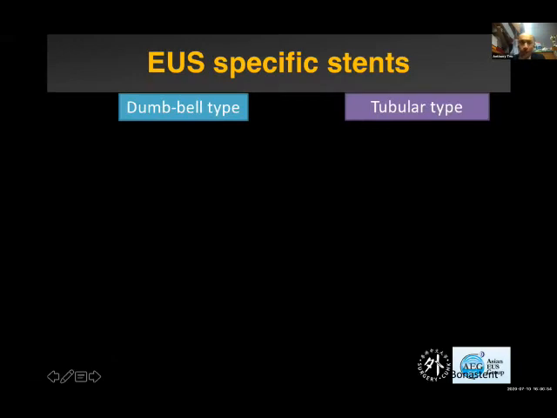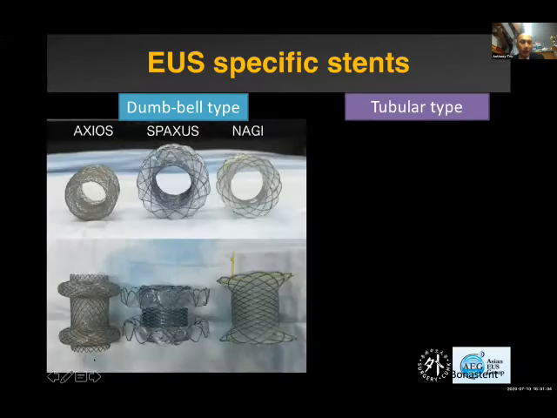Pivotal to the development of all these EUS drainage procedures is the development of EUS-specific stents. Some of you may have heard of a very famous stent called the Axios. This can be classified as a dumbbell type of stent. These dumbbell type stents have a characteristic shape where both ends of the flanges look like a dumbbell. So the flanges are much larger in diameter.